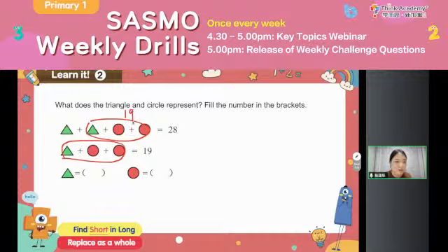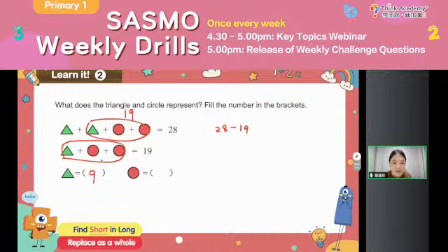So type in your chat box. If we know one triangle plus 19 equals 28, then the triangle costs how many? Yeah, we just used 28 minus 19, then we can have 9, right? Okay, good job, everyone. So proud of you.